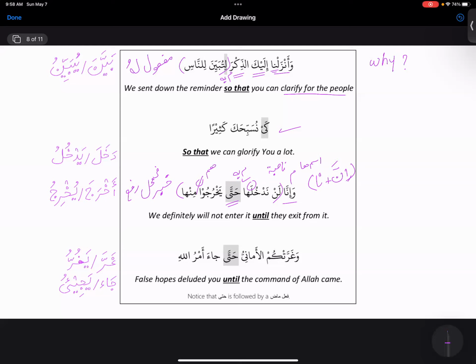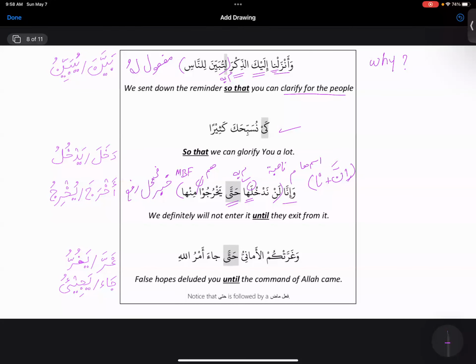Yakhruju, so it's a home. Very good. And then minha is MB? MB. MBF. Perfect. Alhamdulillah. So inna, indeed, lan nadkhulaha, we are never ever going to enter it. What is this ha referring to? Jahannam. Oh, sorry.